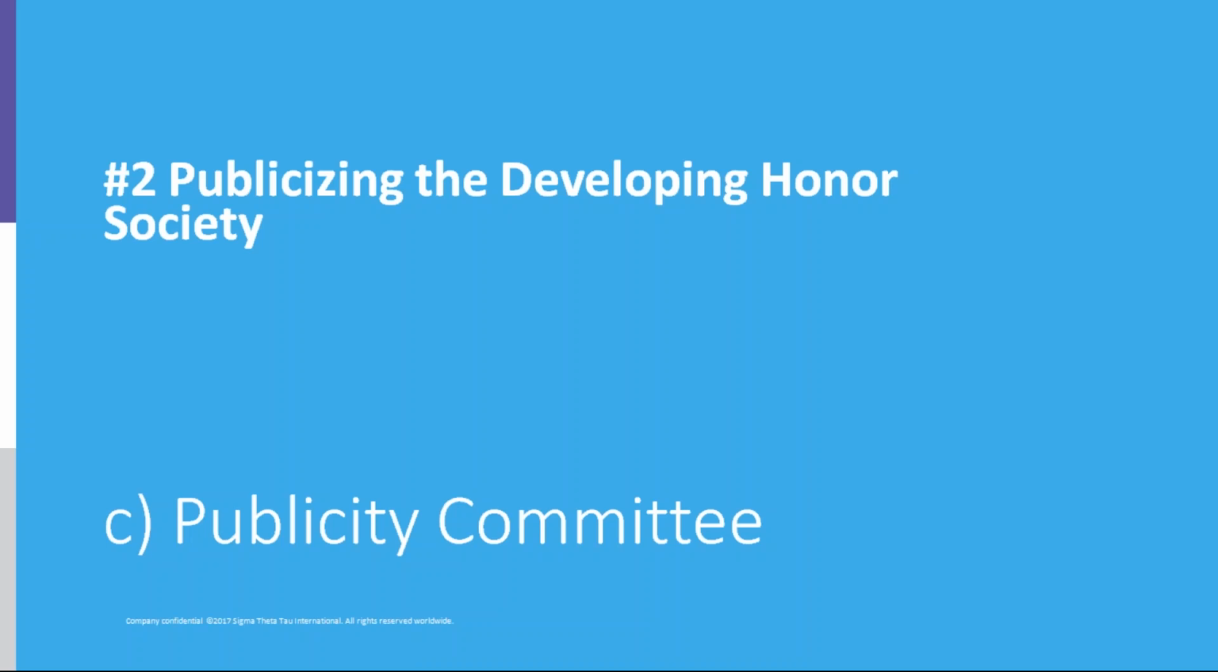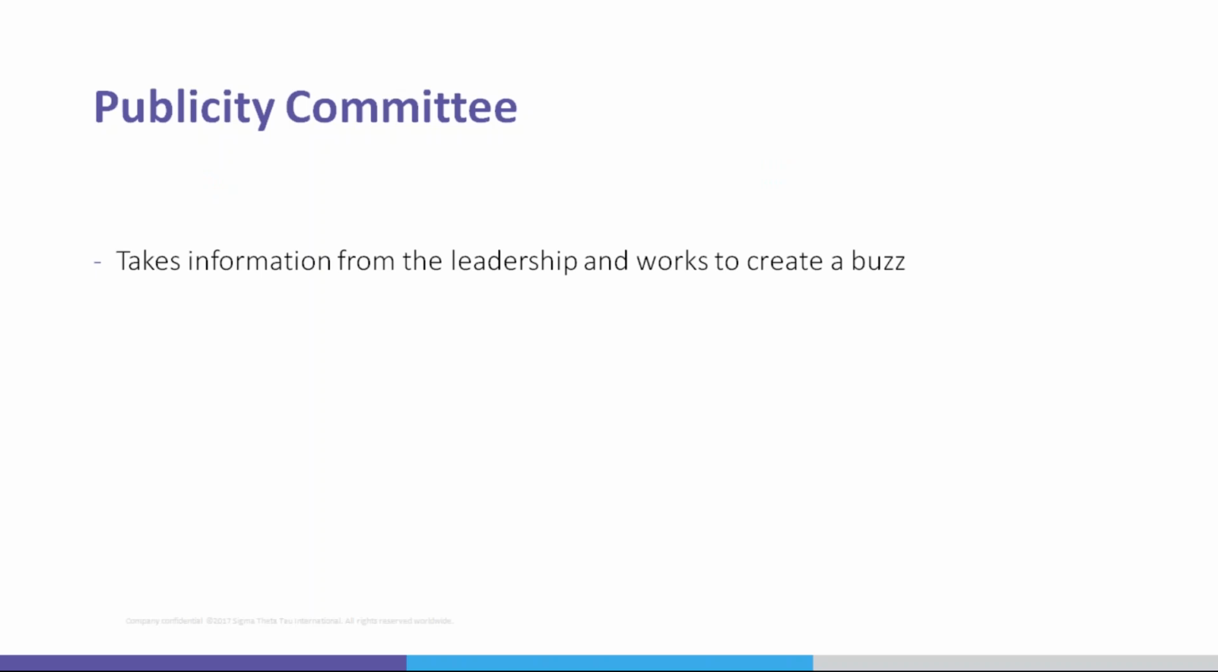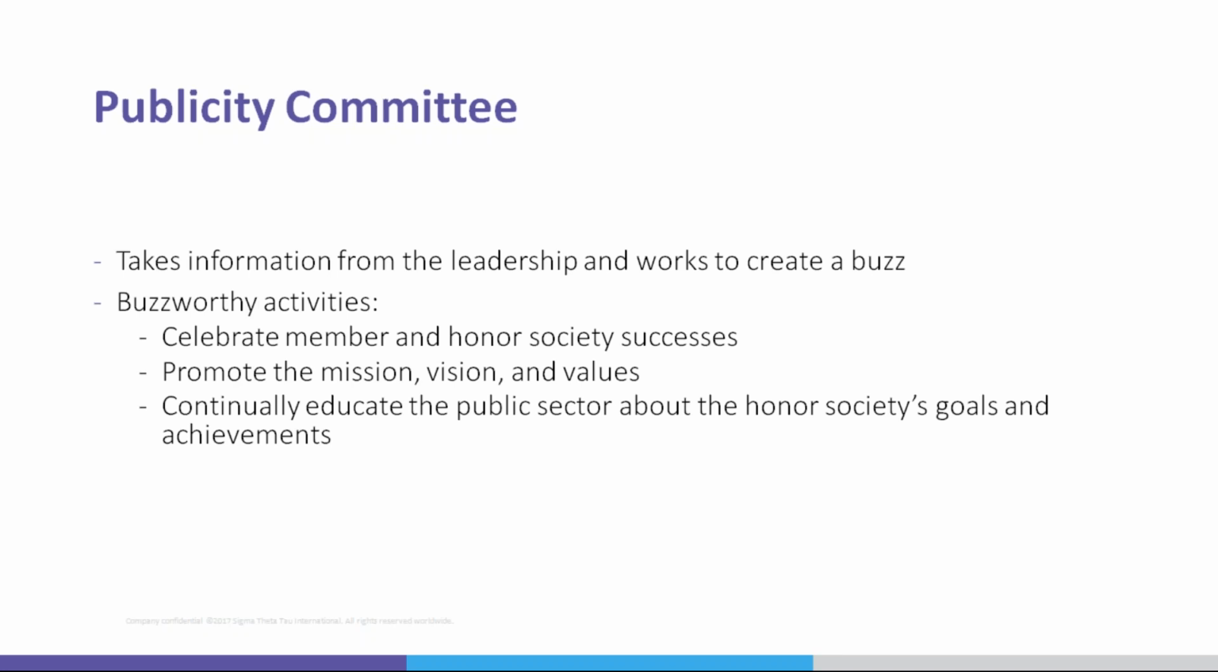Publicity can seem like a large and daunting task. Keep in mind that you may not be able to do everything today, but it may be something that the leadership lists as a future goal for upcoming years. Something that may help is enlisting some volunteer members to form a publicity committee. The Publicity Committee can be made up of anywhere from 1 to several members. They will take information from the leadership and work to create a buzz about the Developing Honor Society in the community. They could also publicize member and honor society successes, promote the mission, vision, and values, and continually educate the public sector about the Honor Society's goals and achievements.